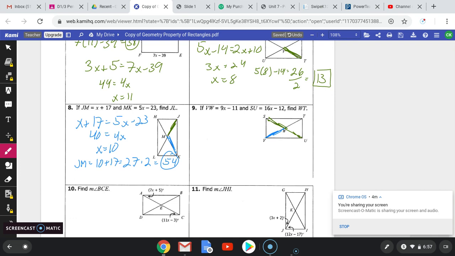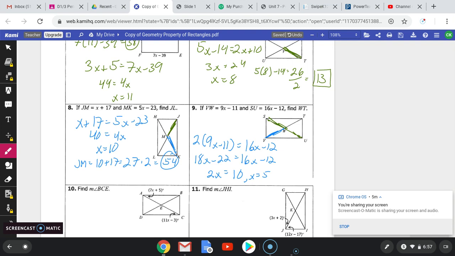Well, in order to make them equal, I have to take VW, 9x minus 11, and multiply it by 2 because it's half of the diagonal. So equals 16x minus 12. And now you just go about solving for it. 18x minus 22 equals 16x minus 12. When I rearrange everything, I get 2x equals 10. And x equals 5.